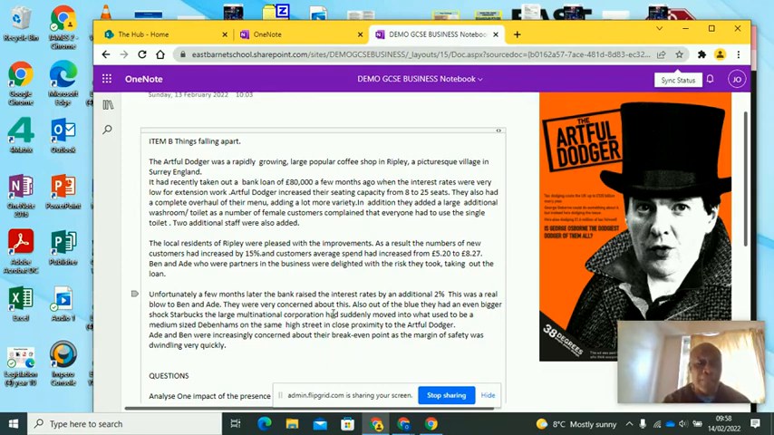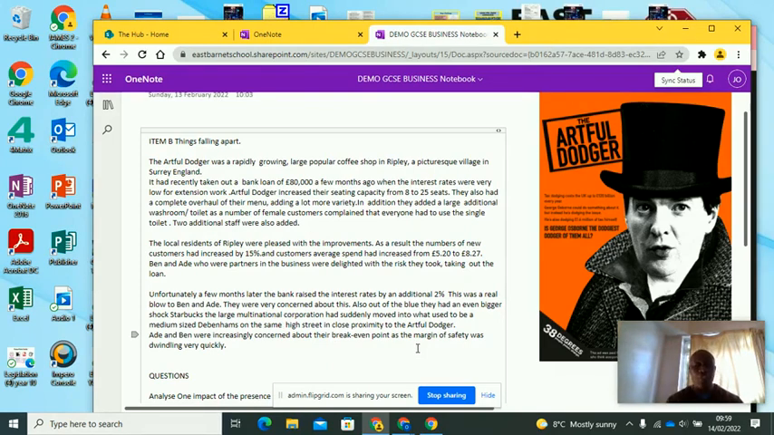Unfortunately, a few months later, the bank raised the interest rates by an additional 2%. This was a real blow to Ben and Addie. They were very concerned about this. Also, out of the blue, they even had a bigger shock. Starbucks, the large multinational corporation, had suddenly moved into what used to be the medium-sized Debenhams on the same high street in close proximity to the Artful Dodger. Not great, guys. Addie and Ben were increasingly concerned about their break-even point as their margin of safety was dwindling very quickly. Okay, so there's a lot of key things here.